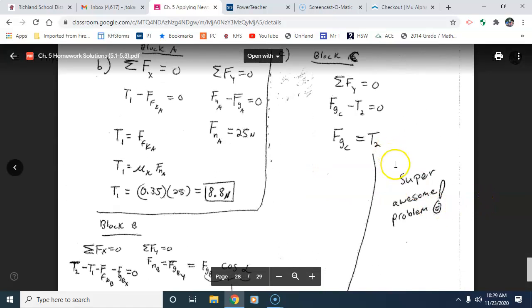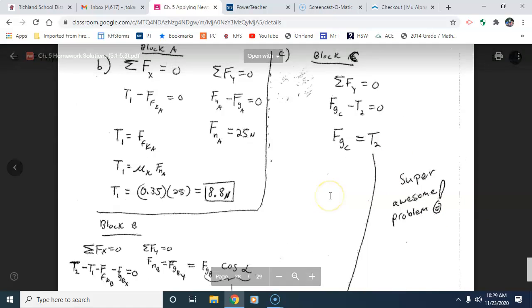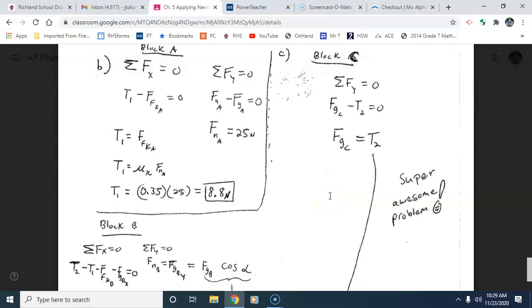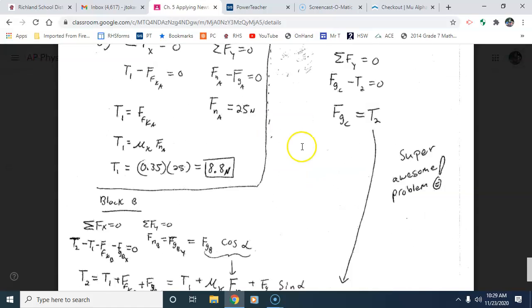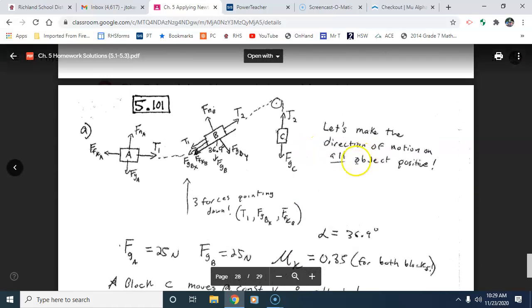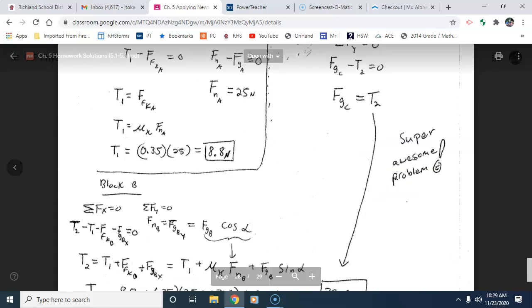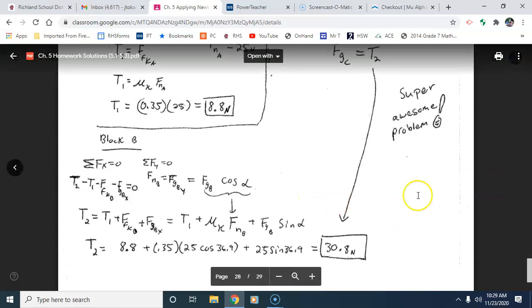So I have on here, super awesome problem. It all connects. It's hard. I mean, the concept's no harder than any other one. It's just keeping track of everything and making sure you never missed any of the forces, especially on block B. That had the most forces going on. But if you could handle an Atwood system like this, you could handle any Atwood system. There's a lot going on in that.